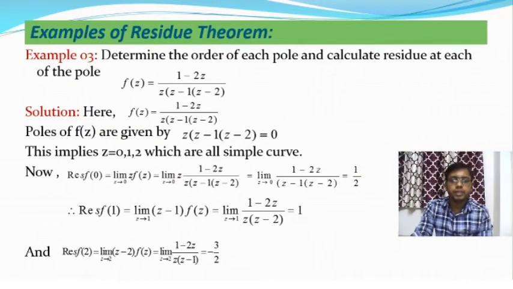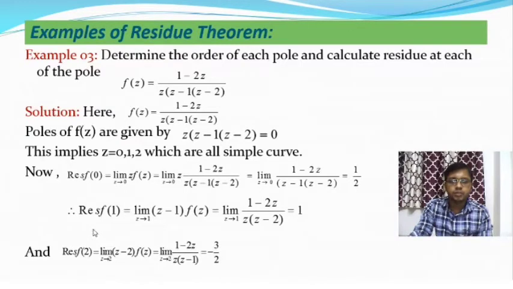A similar thing will happen for the second and third residues at z is equal to 1 and z is equal to 2. So at z is equal to 1, the residue of f of z is equal to limit z tends to 1 of z minus 1 into f of z, and from this we will get the value. That means the residue of f of z at z is equal to 1, after putting the value z is equal to 1, it will give the value 1. So therefore the residue at z is equal to 1 for the given function is equal to 1.